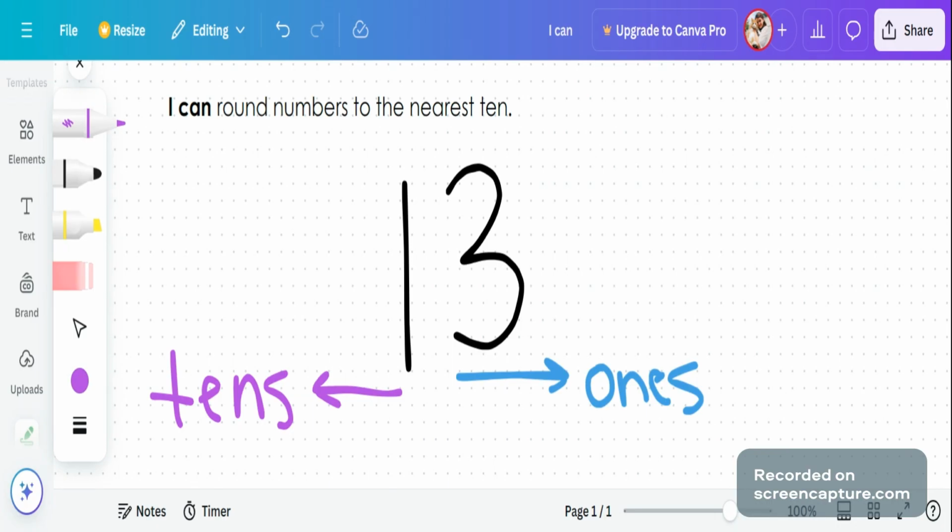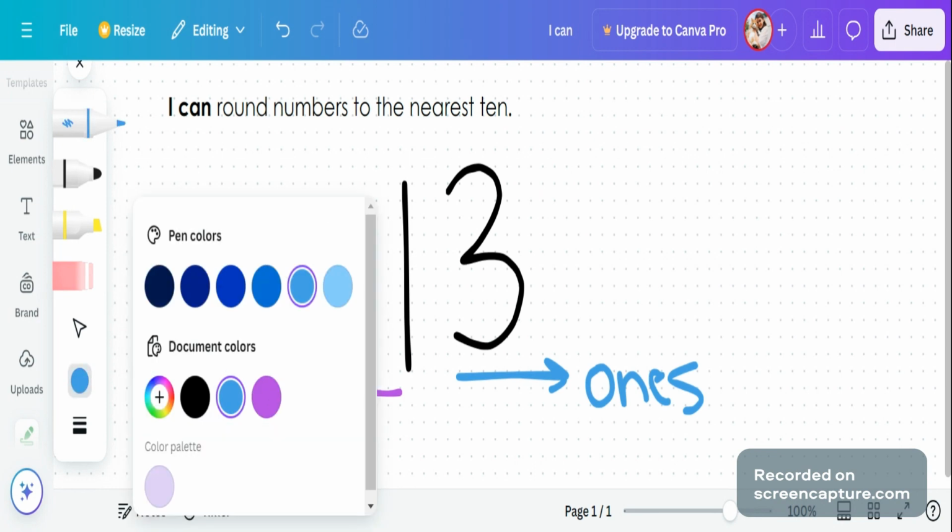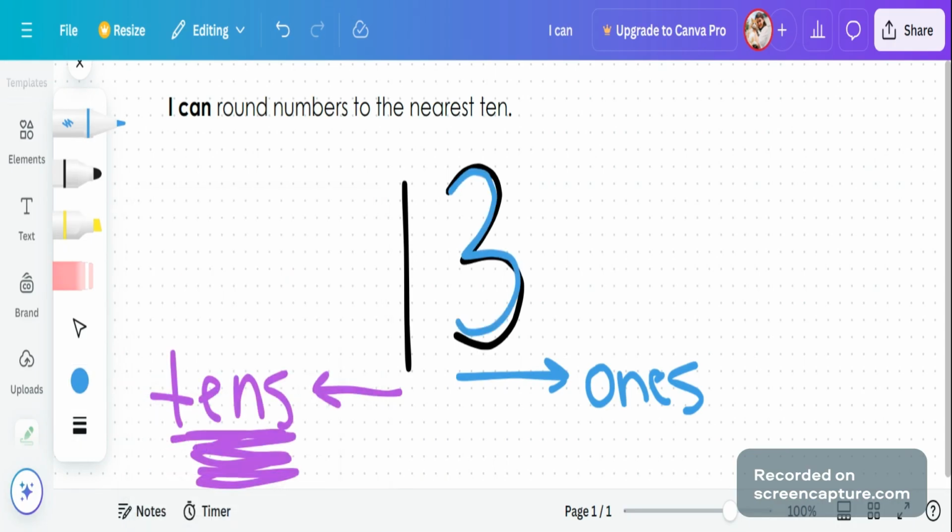So remember, we are rounding to the nearest 10. Now, in order to round to the nearest 10, we actually need to look at the number in the ones place first. So which number is in the ones place? That's right. The number 3 is in the ones place. Now, I want you to remember this saying, and I'm going to have you repeat it after me: 5 or more, raise the score. So if a number is 5 or more, that means that the number in the tens place is going to go up by 1.